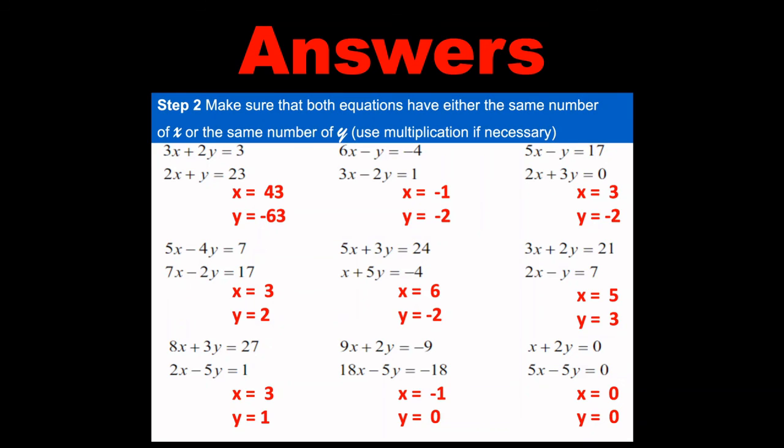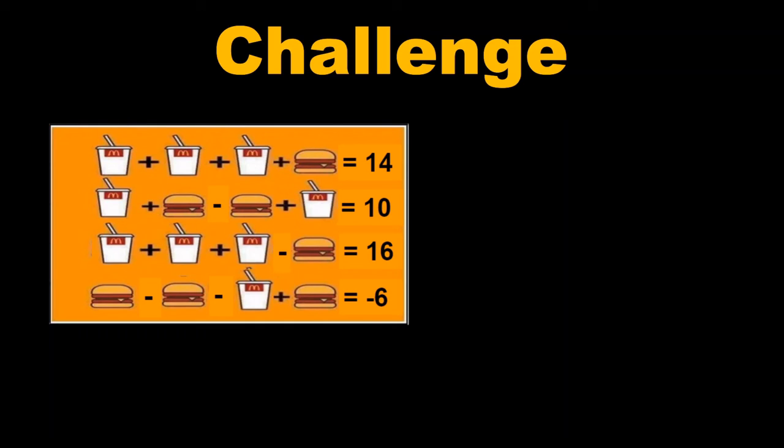Now, before I let you go for the day, let's have another look at that question we saw at the beginning. Can you set up the simultaneous equations and solve them to find the value of a drink and a hamburger? There are actually 4 equations here. So let's set up the 4 equations shown. For the first one, let's use D to represent the drinks and H to represent the hamburgers. So I've got 3 D's added together, and I've got a hamburger, and together that should make 14.